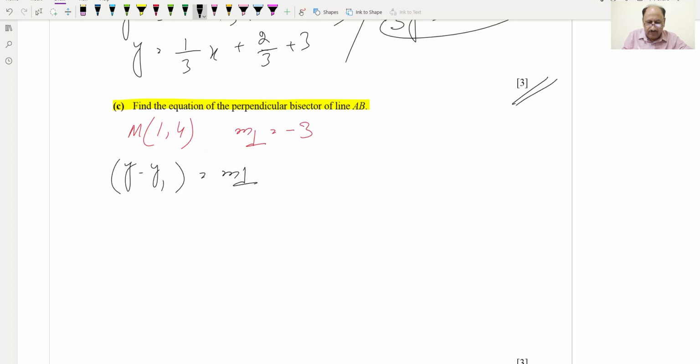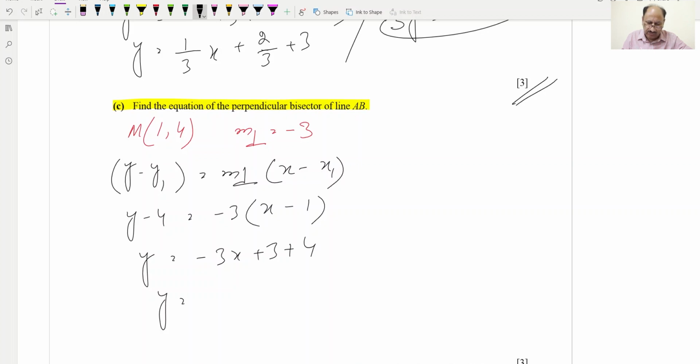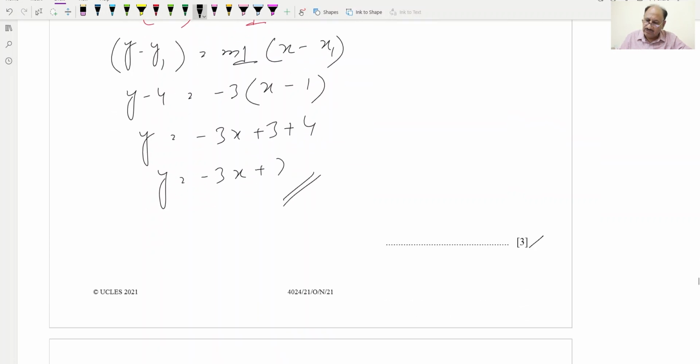Again we will be using y minus y1 is equal to m of the perpendicular into x minus x1, and this will be y minus 4 is equal to -3 into x minus 1. This will be y is equal to -3x plus 3 plus 4, so y is equal to -3x plus 7. This will be the final answer for this question, which is 3 marks. We can write the answer over here, -3x plus 7. Hopefully you are following each and everything.